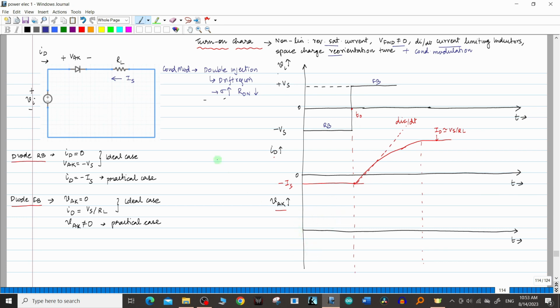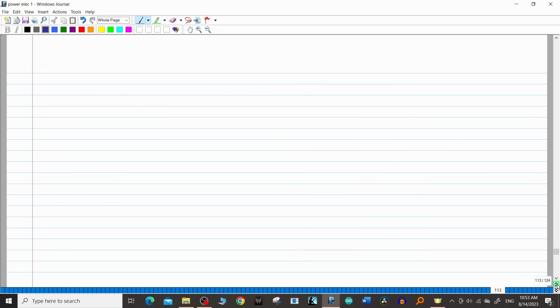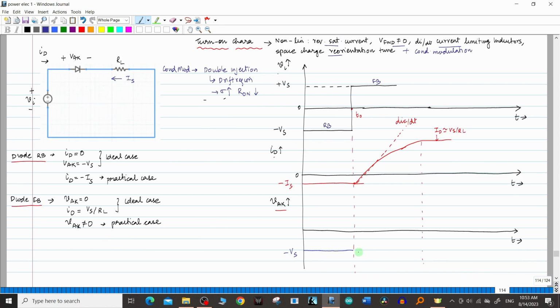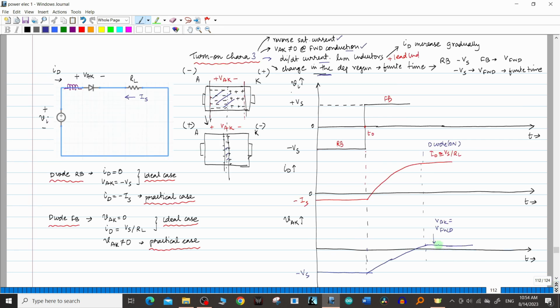VAK in the reverse bias condition we have already drawn. That will be equal to minus Vs. Now, in the previous graph, I have already shown you that when the diode is forward biased, the depletion region needs some time to reorient or reconstitute itself from this configuration to this configuration. Therefore, the voltage decrease will be gradual. It will be like this, something like this.